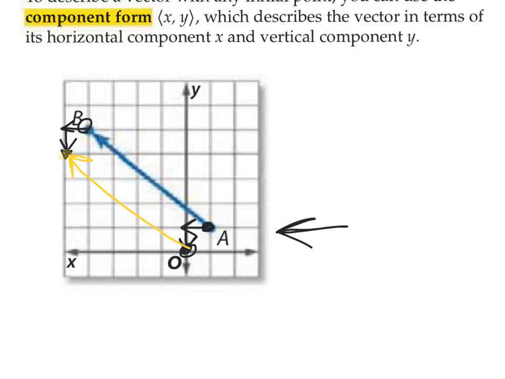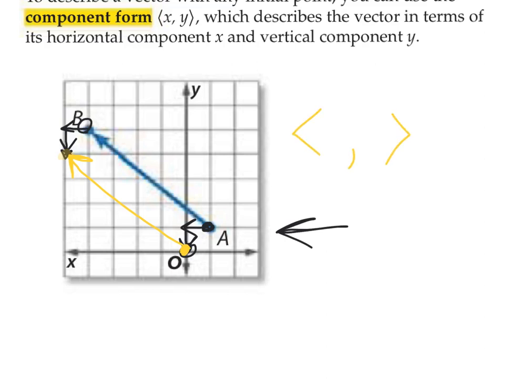This should be the component form of the vector. So the component form of the vector is the same vector, the same direction. We didn't move the angle at all. It's the same direction, it's the same length. We just shifted the vector so that the starting point of the vector has to be at the origin. Once you shift it and you make the starting point at the origin, now you can figure out what the component form of the vector is.